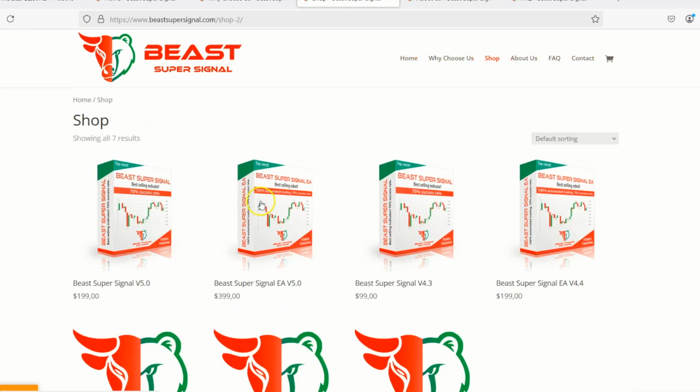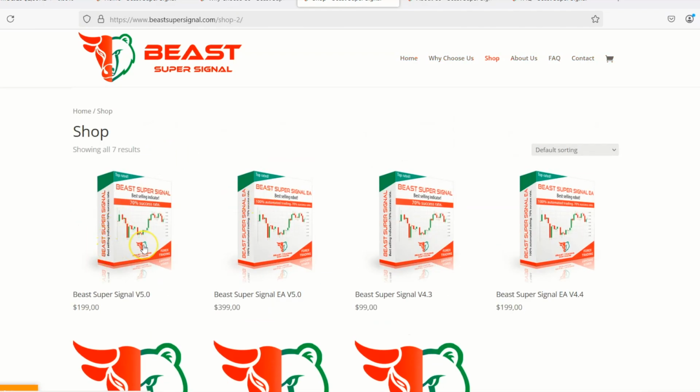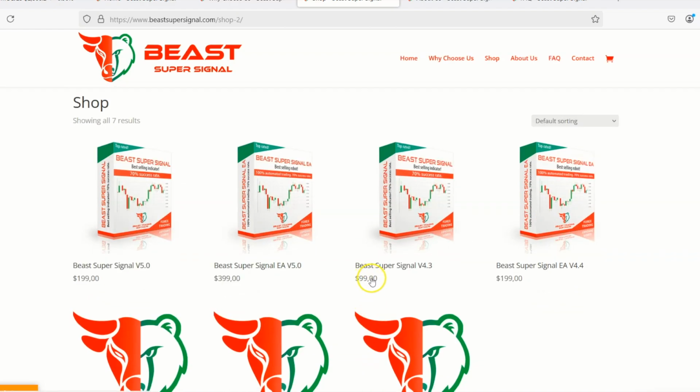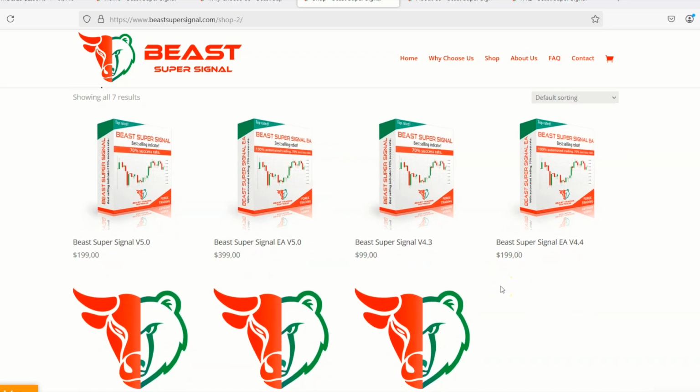Then we have our shop right over here. You can find the B Super Signal version 5.0, the EA as well. And then we still have the previous version available at a discounted price. So now instead of $179, it's dropped down to $99. And then the EA, which was $396, is now $199, so making it a lot more affordable.